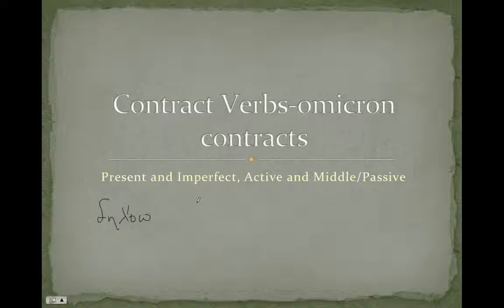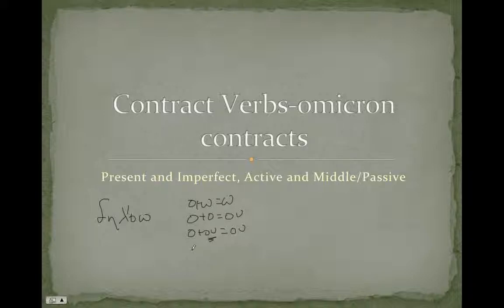So we'll start with our omicron plus omega, which, as you would guess, gives us omega. So the long vowel swallows the short vowel. Then we get omicron plus omicron, and that's going to give us omicron upsilon, as will omicron and omicron upsilon. So again, the long swallows the omicron.